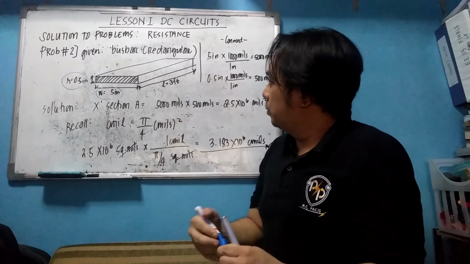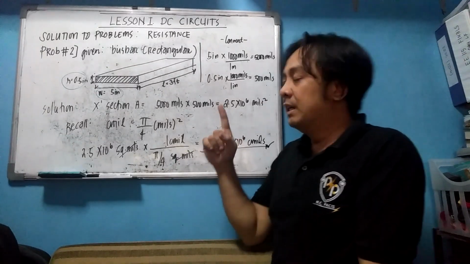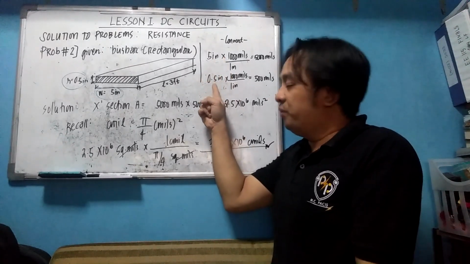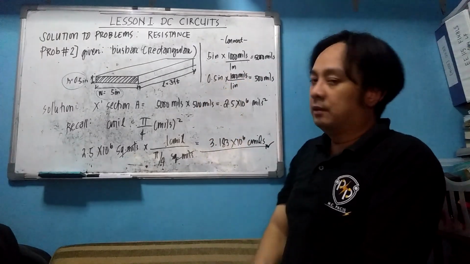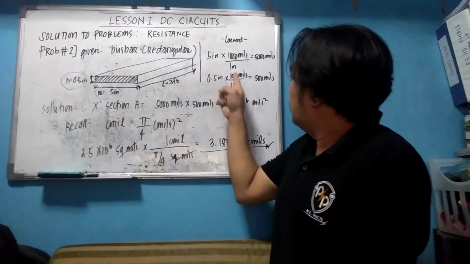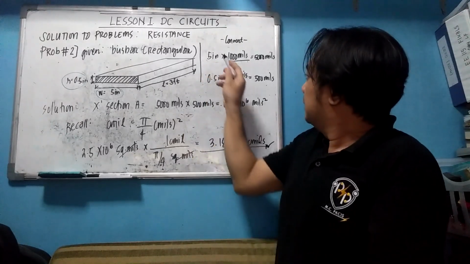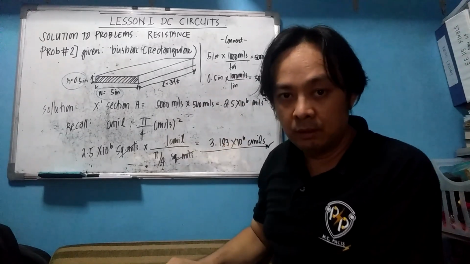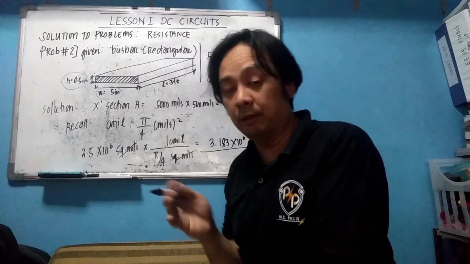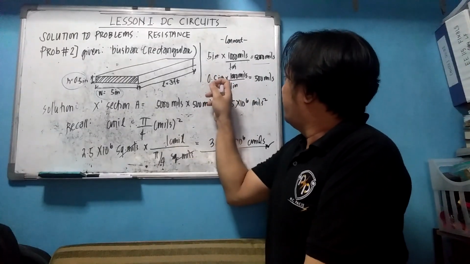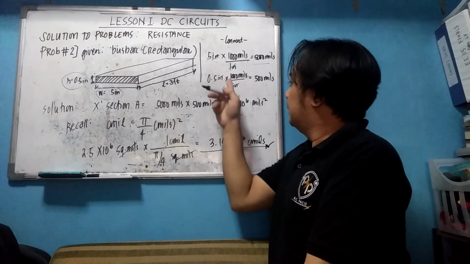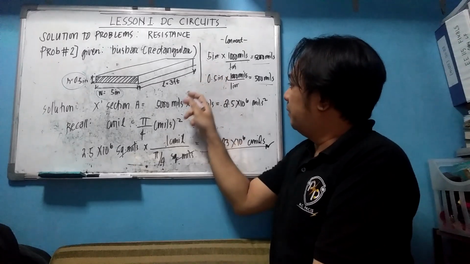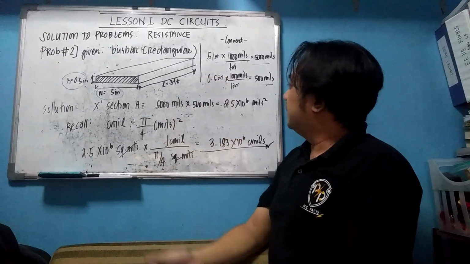So what we will do first is convert the values of 5 inches and 0.5 inch to their corresponding mils values. So here, 5 inches, there is 1,000 mils in 1 inch, so you have 5,000 mils. Hopefully you can see it. And then you have 0.5 inch times 1,000, you have 500 mils. So you already have the height and the width converted to mils.